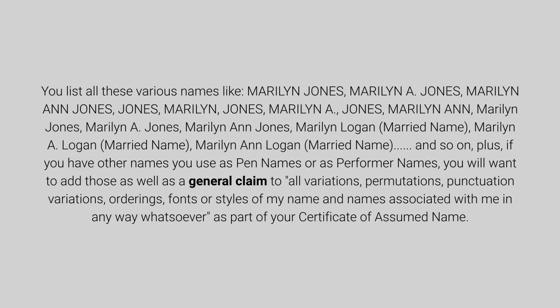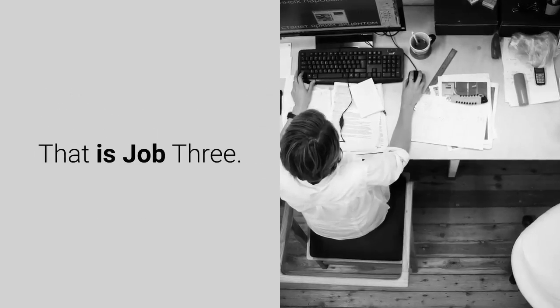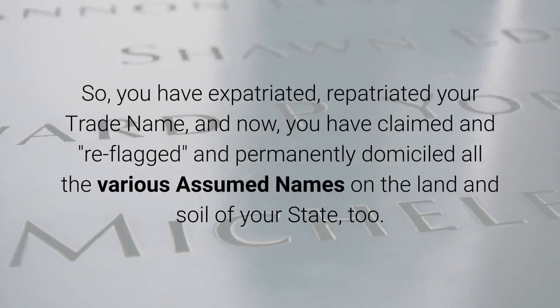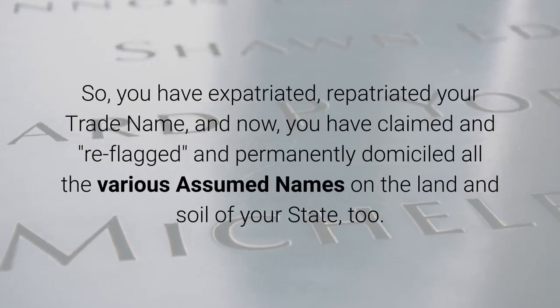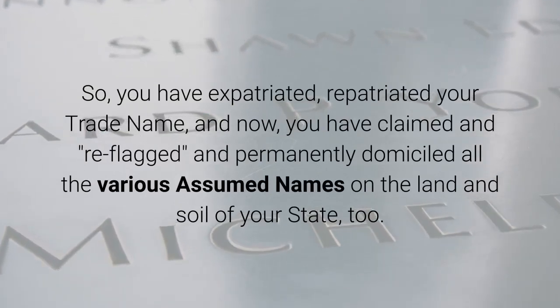Plus, if you have other names you use as pen names or as performer names, you will want to add those as well as a general claim to all variations, permutations, punctuation variations, orderings, fonts or styles of my name and names associated with me in any way whatsoever as part of your certificate of assumed name. That is job 3.